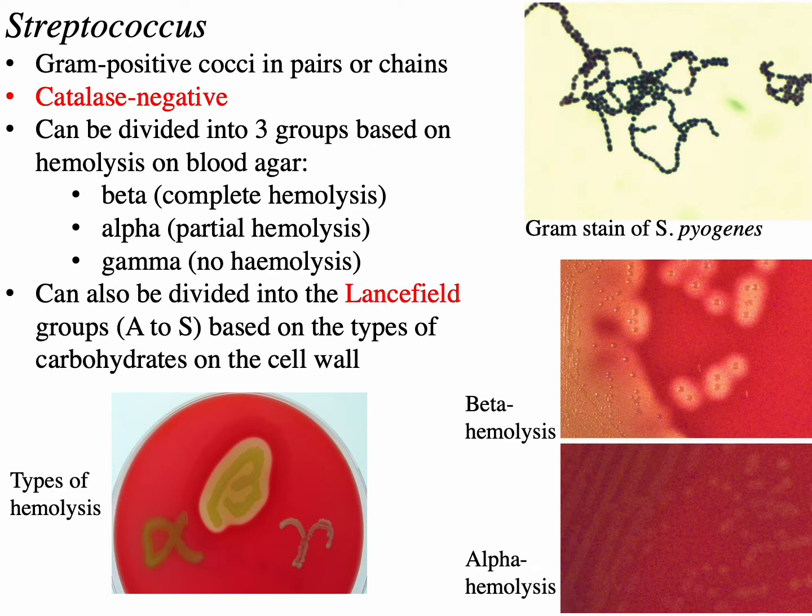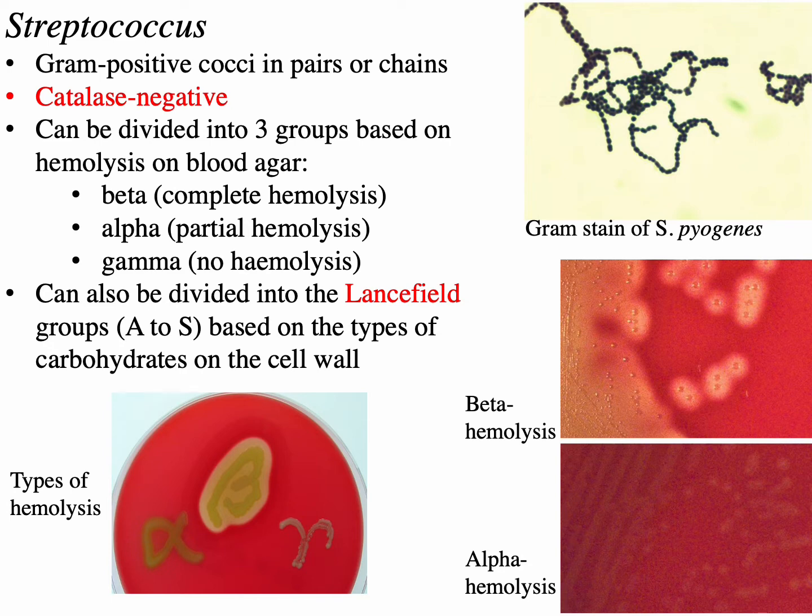Now we're going to switch gears to talk about Streptococcus. Streptococcus is also a gram-positive cocci, but on gram stain, when you look under the microscope, it appears as pairs or chains, meaning that the cells are joined together as one long chain. You can see the picture on the right there.